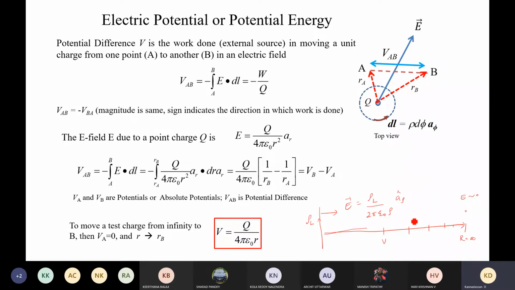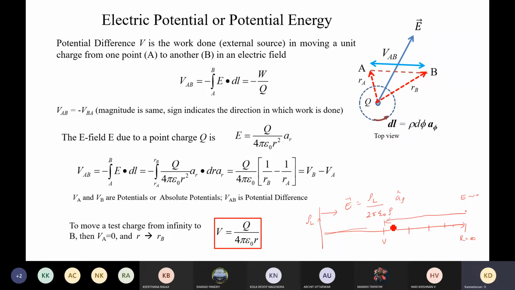Okay, so from here to here, if I want to move the point charge, what amount of work has been done? That defines the potential energy. Many people are simply calling that a potential. Sometimes it gives a different meaning also. So potential energy is the correct word.